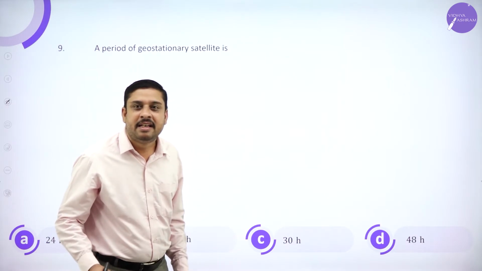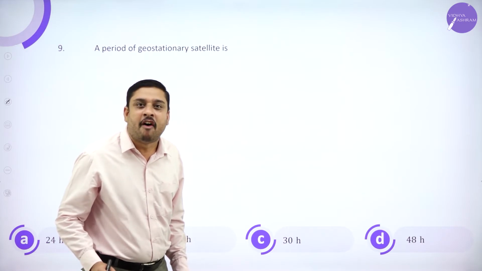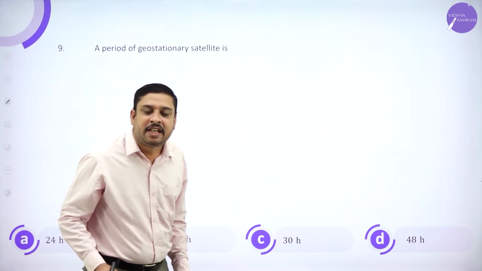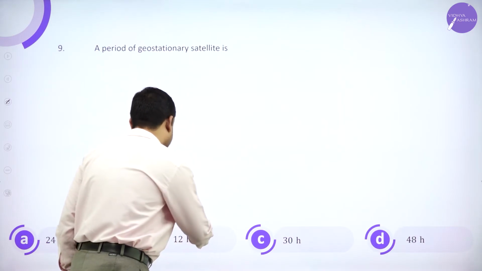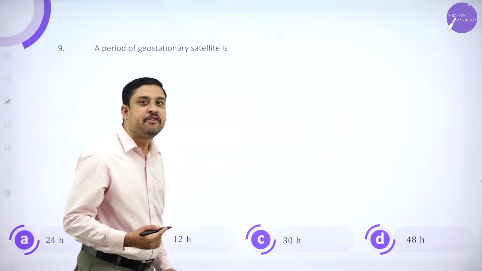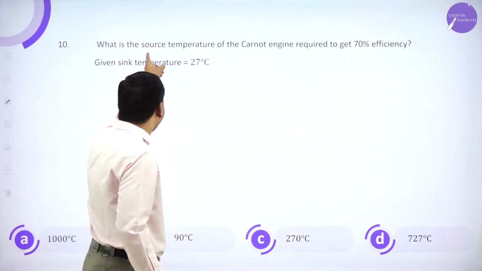Geostationary satellite revolving around the Earth with the same period of revolution, which is, yes, 24 hours.